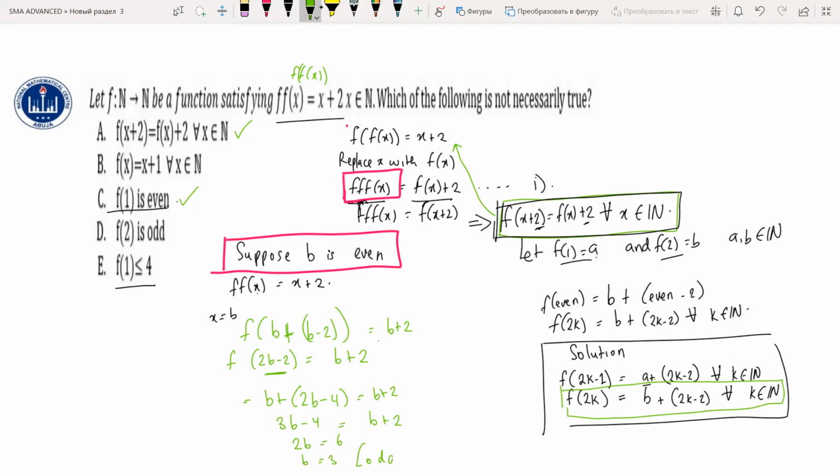So 3 is an odd number. Since B is even, this is also a contradiction.